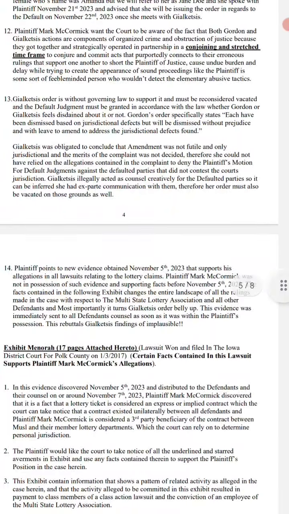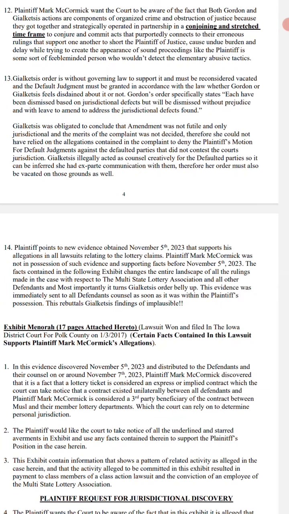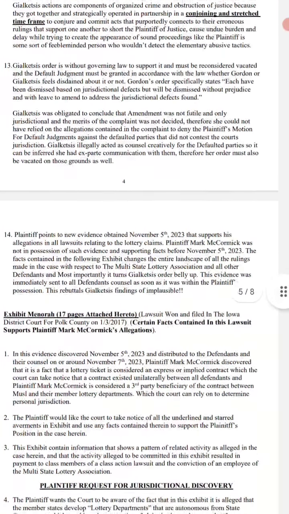Plaintiff spoke with Beth at Gialketsis court, and she advised that the ruling would be done on the 20th of November. And when the 20th came, she called out, according to a female whose name we think was Amanda, but we're going to just call her Jane Doe because we're not really sure about the name. And she spoke with Plaintiff November 21st, 2023, and advised that she will be issuing the order in regards to the default on November 22nd, 2023, once she meets with Gialketsis.